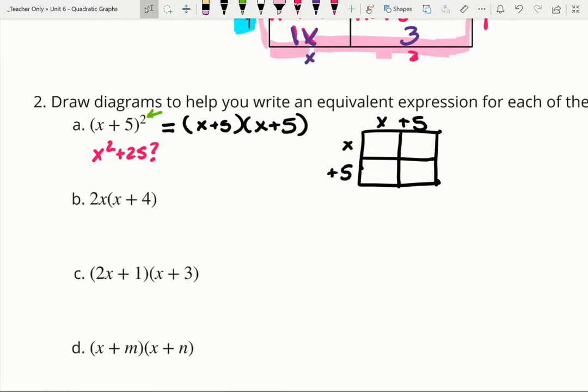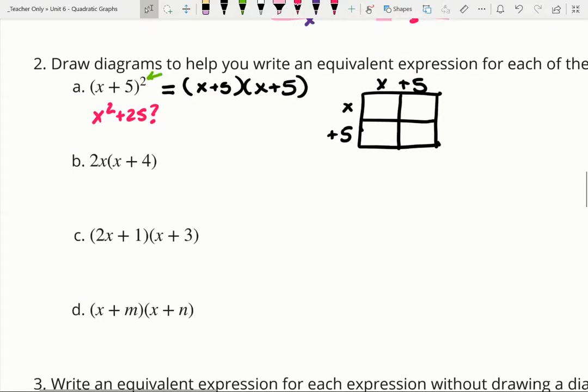So right now I'd like you to take a couple minutes here and finish up part A and then check out B, C, and D. You can work with a neighbor if you'd like, and then when you're ready, come back and check your work with me.